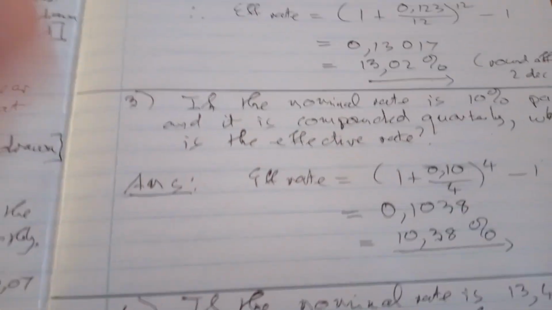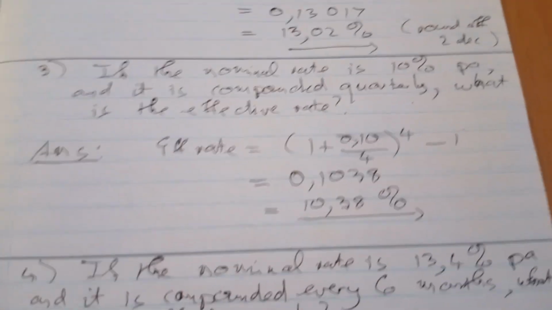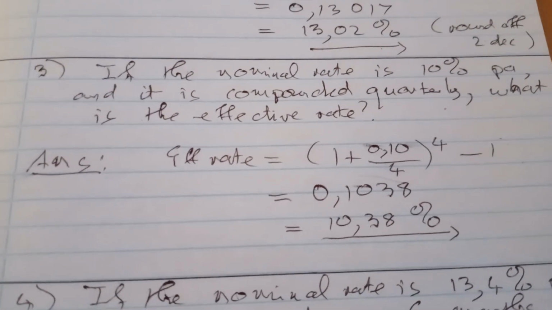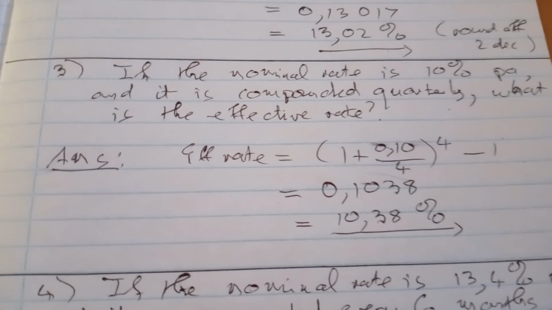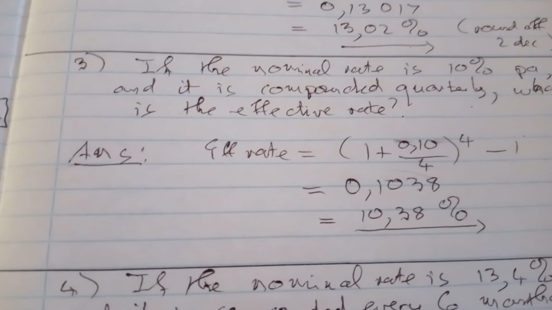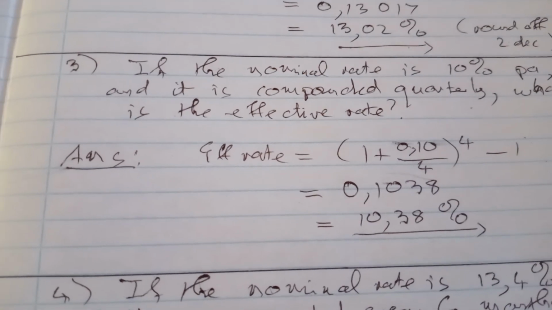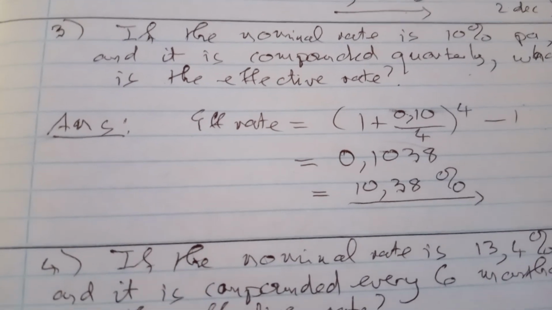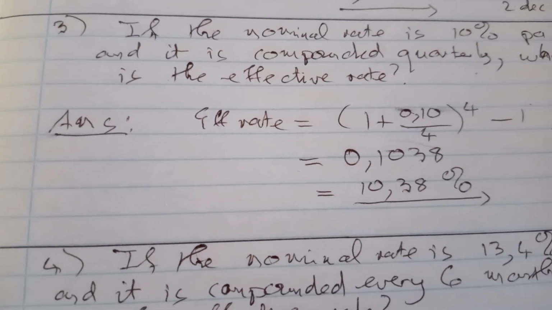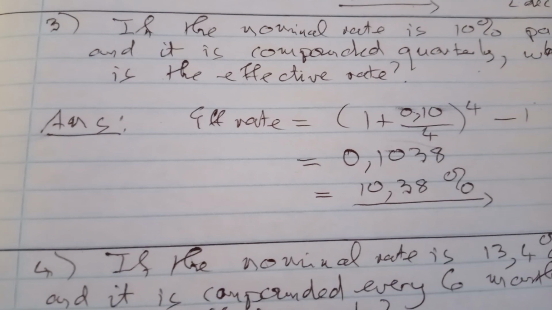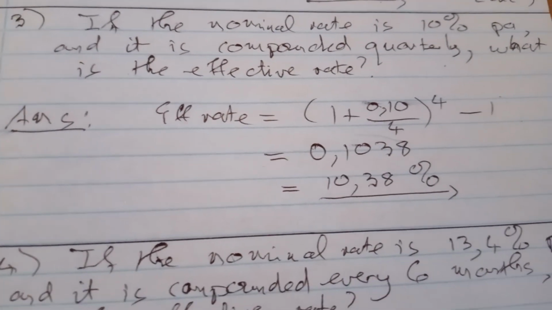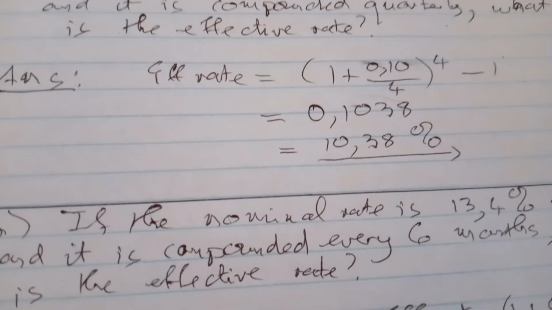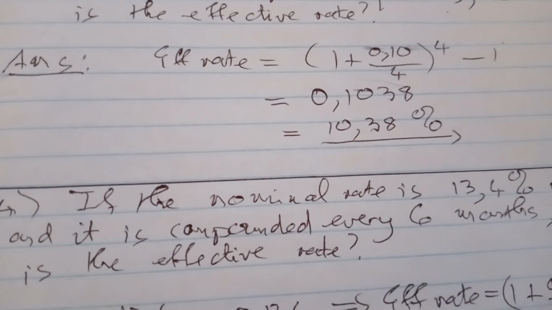Let's look at example 3. If the nominal rate is 10% per annum and it is compounded quarterly, remember there are 4 quarters in the year. So what is the effective rate? Again, we convert 10% divided by 100 gives us 0.10. So the effective rate is (1 plus 0.10 divided by 4) because there are 4 quarters in the year. And then raised to the power of 4 minus 1. And that's where we get 0.1038, which rounds off to 10.38%.